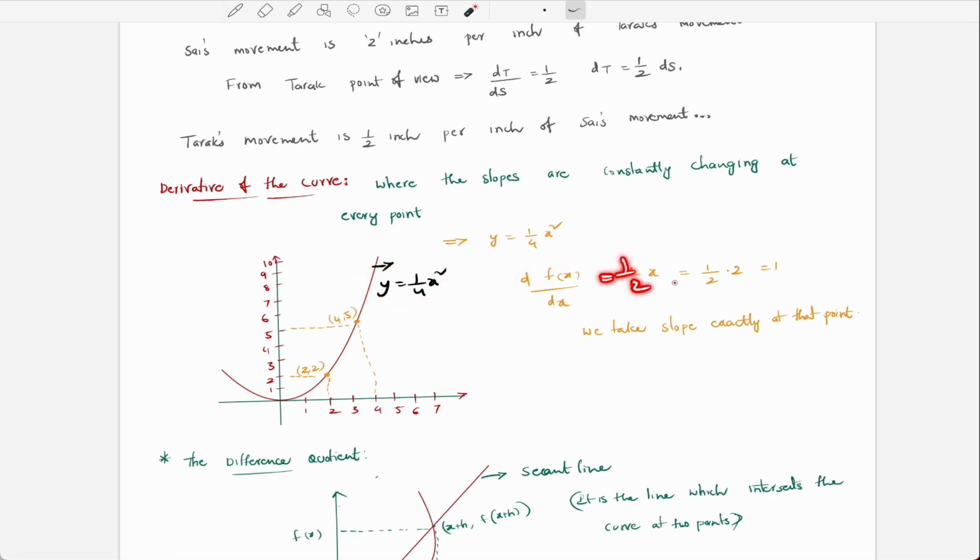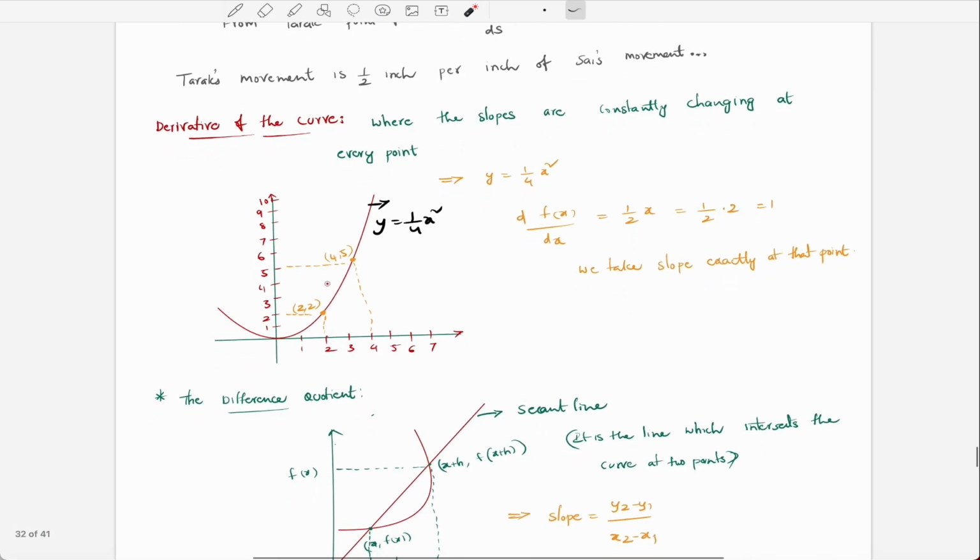And we will get our answer, which is 1. So we take the slope exactly at that point. Whatever the point may be, we simply take the slope at that point. So how do we find the derivative of the curve?